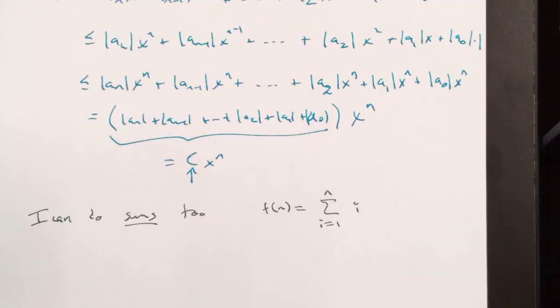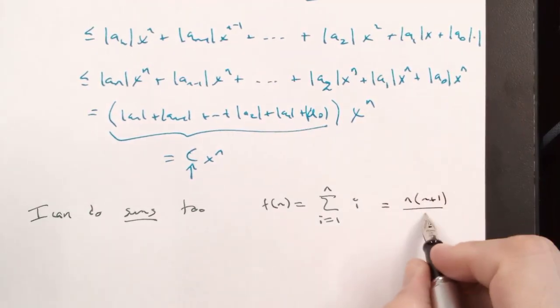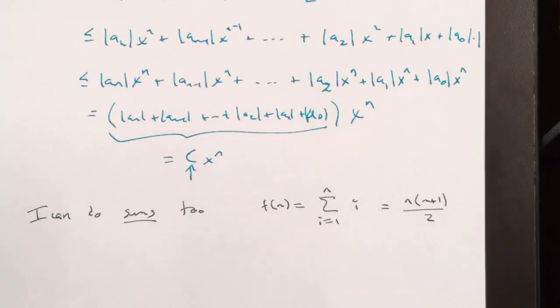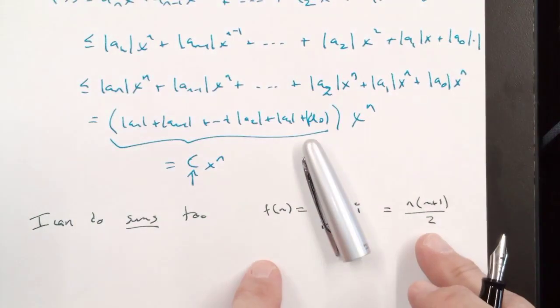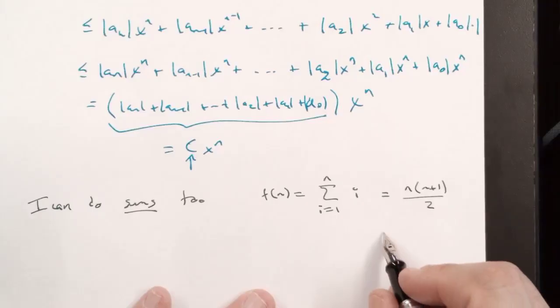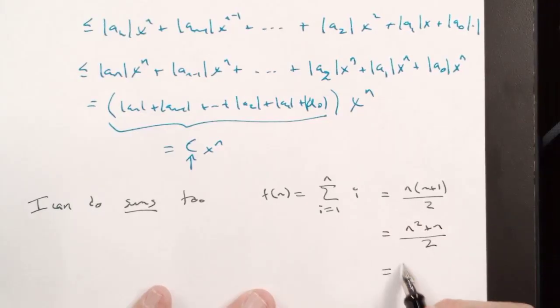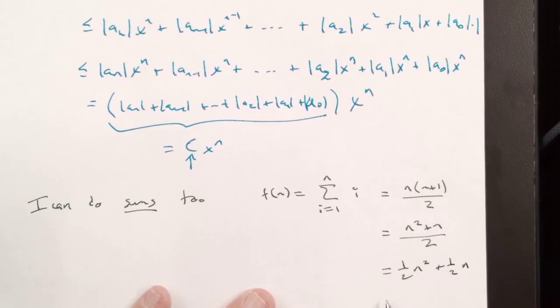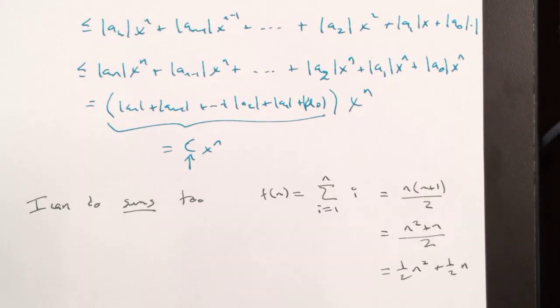Well, if I add up the numbers from 1 to 100, I get 5,050. We did that two weeks ago, right? If I add up the numbers from 1 to 10,000, I'm going to get a lot bigger number, right? 50,005,000. We had a formula for this. What was the formula for this? Wait a minute. That's a function of n, isn't it? Ignore that for the moment. F of n is this. That's the same as n squared plus n over 2, which is 1/2 n squared plus 1/2 n. That means this is big O of n squared. Oops.